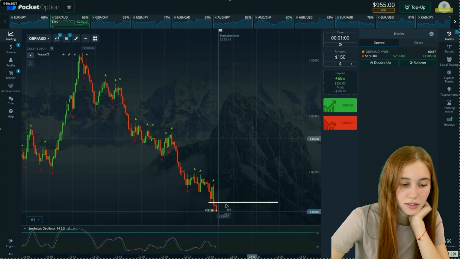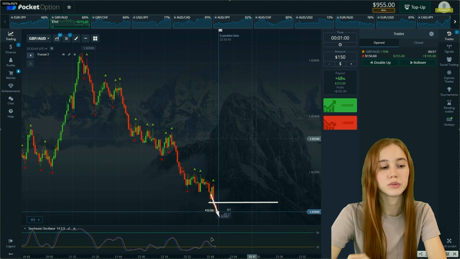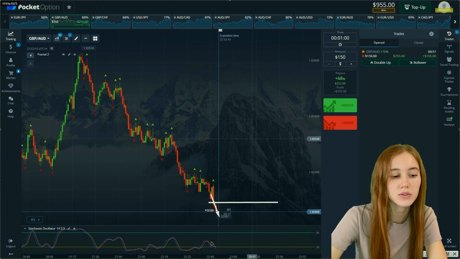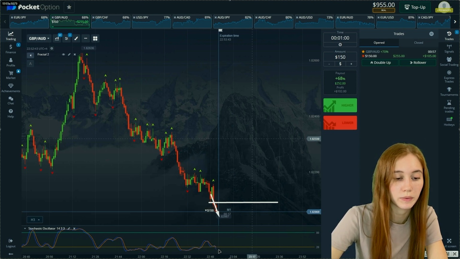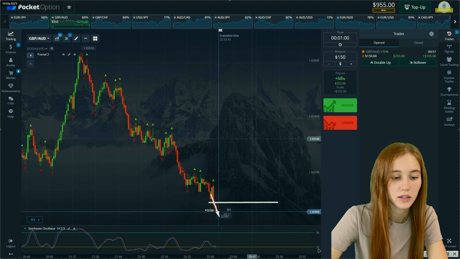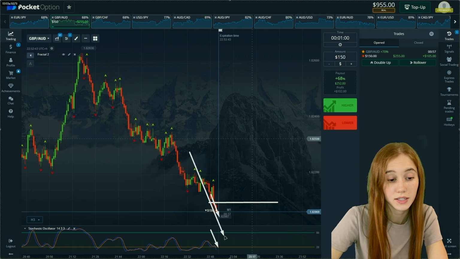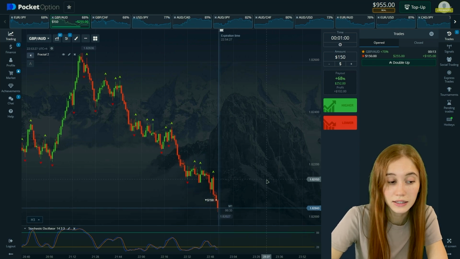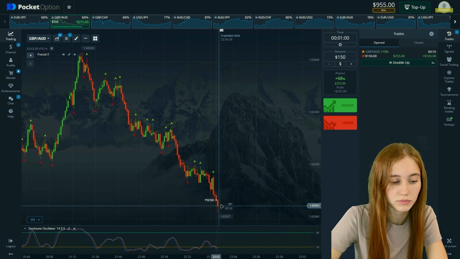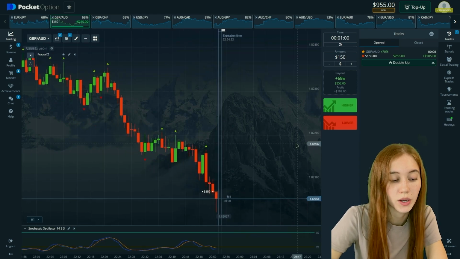Let's look at the stochastic. It shows the red prevails over blue. We also started to go below the 20 value zone. That also shows a decline in the trend. Let's see, we see that there's indeed a strong drawdown, the chart moving up and down.